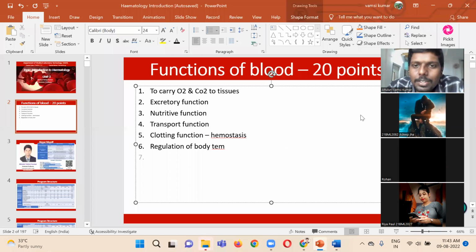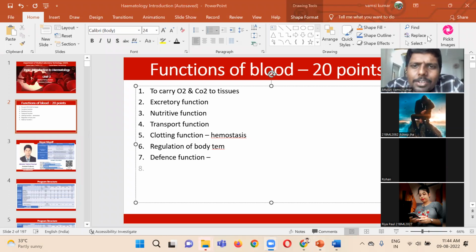Someone wrote defense function. Very good. Blood has white blood cells, students. These white blood cells will act as a small police in our body. Whatever pathogens enter the body, they will kill the pathogens. So with the help of white blood cells, the blood will also act as a defense or protective function for the body. It is called the defensive function. Very good. Any more functions? We came up to 7 points. Excellent. Apart from defensive function, any other functions?